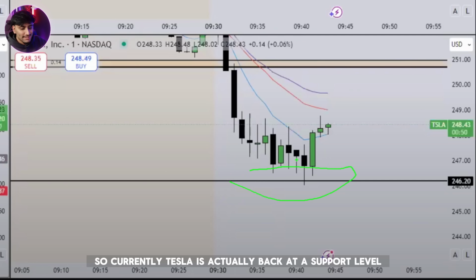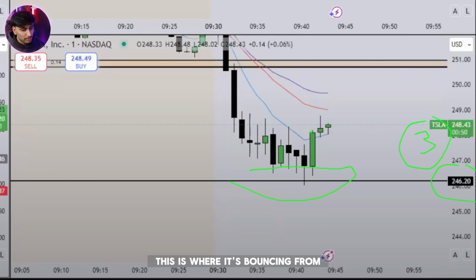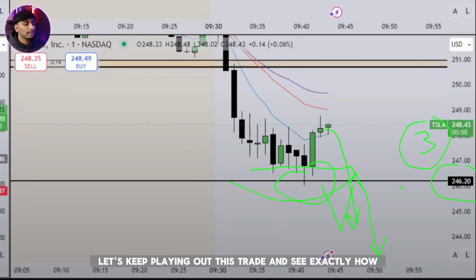So currently Tesla is actually back at a support level. This is a daily level from 3 days ago on Tesla. This is where it's bouncing from. For me, the key was that Tesla needed to break below this key level, and then I would be interested in a short position because we have a clear support and I wanted that to be used as resistance for a move to the downside. So let's keep playing out this trade and see exactly how I entered.